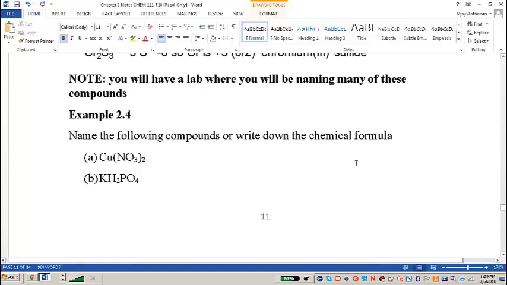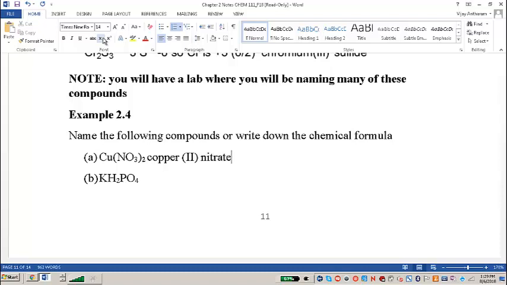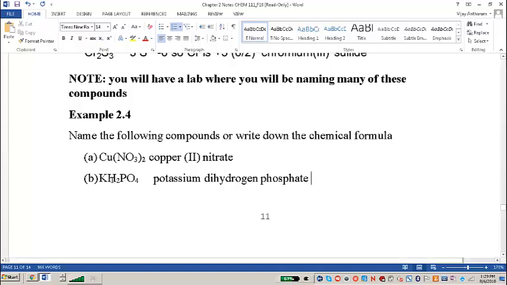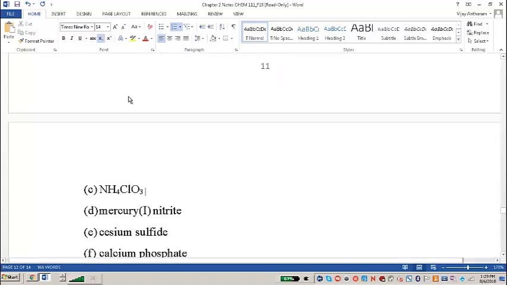All right, let's name some of these compounds. This is going to be called copper 2 nitrate. All right, this compound is called potassium dihydrogen phosphate. Again, use your flashcard. This dihydrogen phosphate actually is an acid. It has 2 H's, 2 protons. H plus is a proton, so it actually is an acid. And we'll talk about acid-base chemistry in incredible depth in chemistry 2.